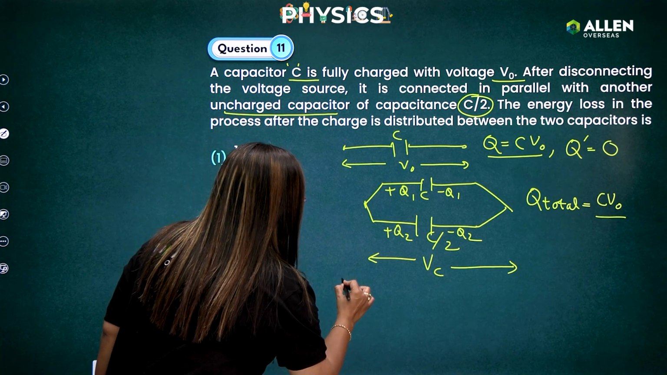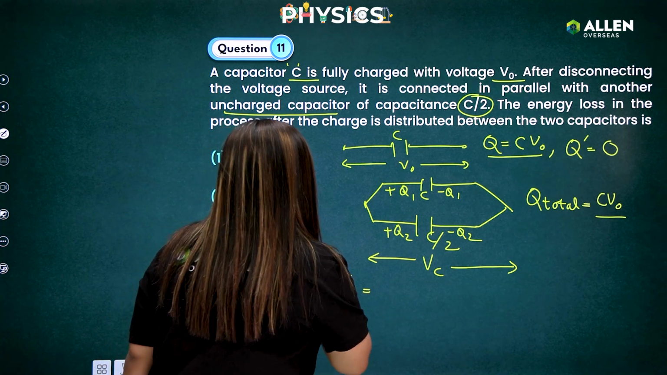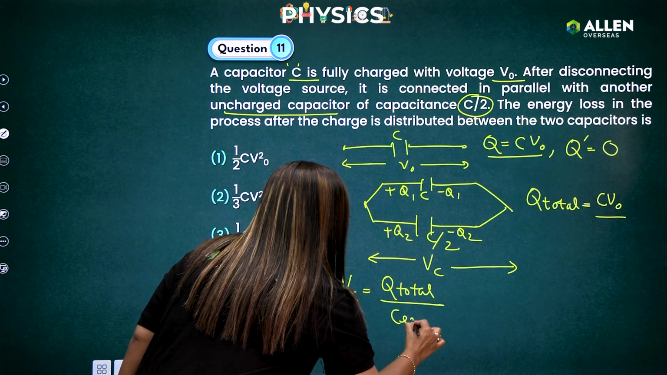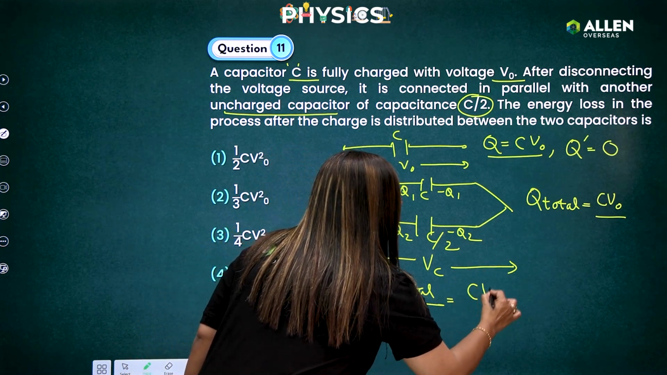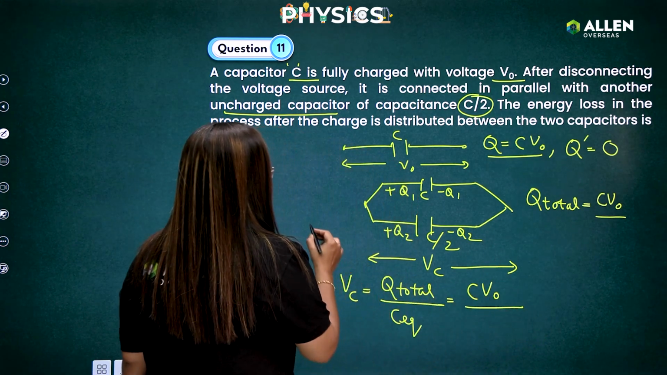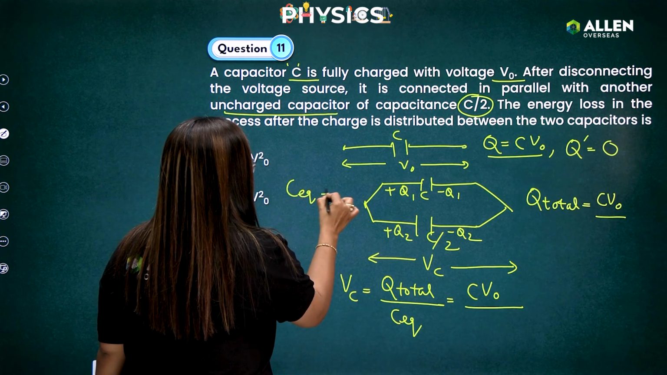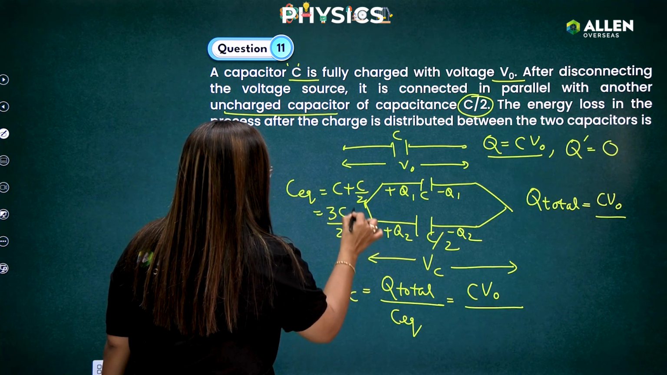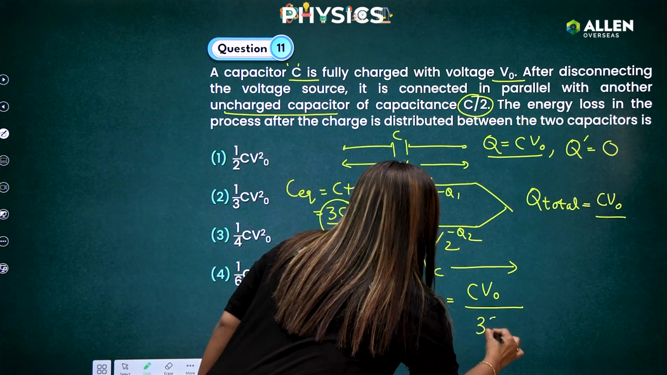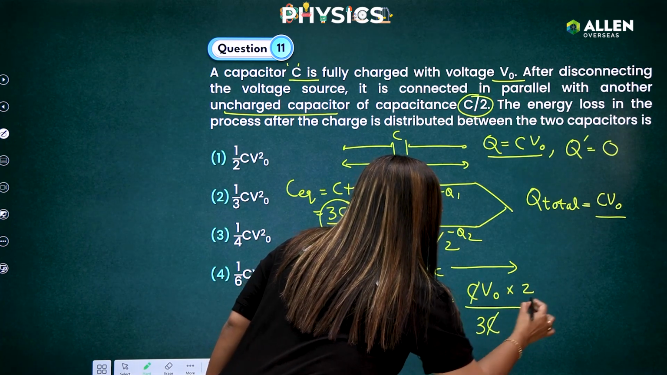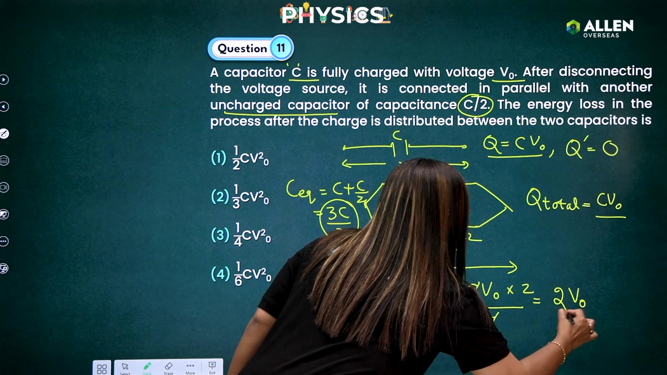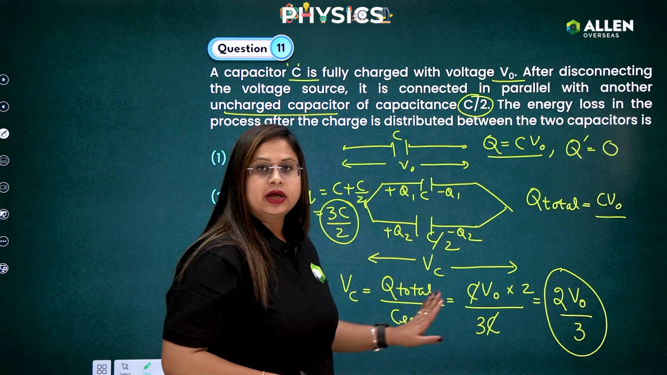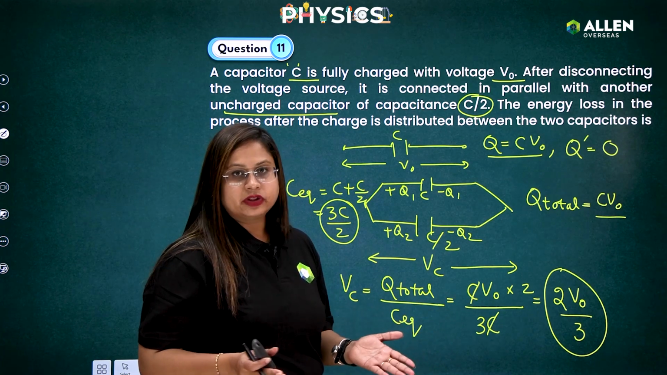Well, so we can write Vc is equal to Q total divided by C equivalent. Q total we already know, this is CV0, and what about the C equivalent? We can write C equivalent is equal to C plus C by 2, which is 3C by 2. So I can write here 3C, and 2 will go up, C and C get cancelled, so this is 2V0 upon 3. But this is only halfway. We are only able to find the common potential difference between the two capacitors.